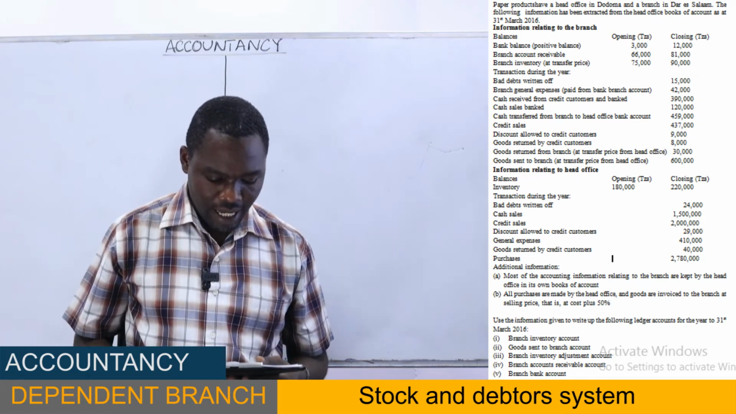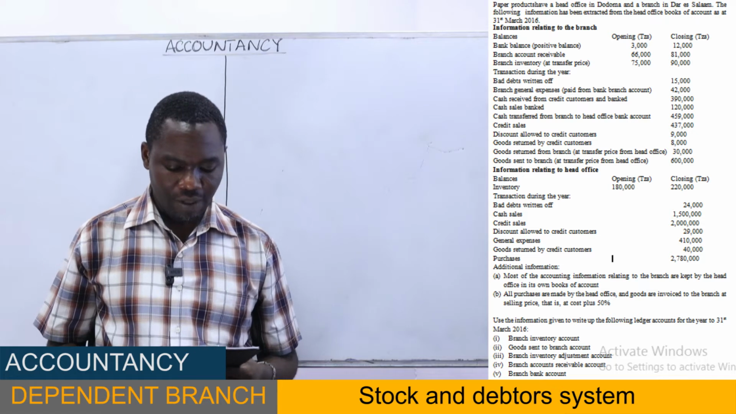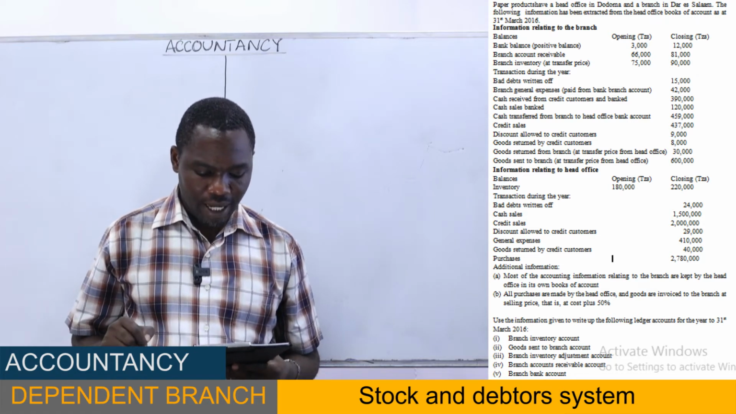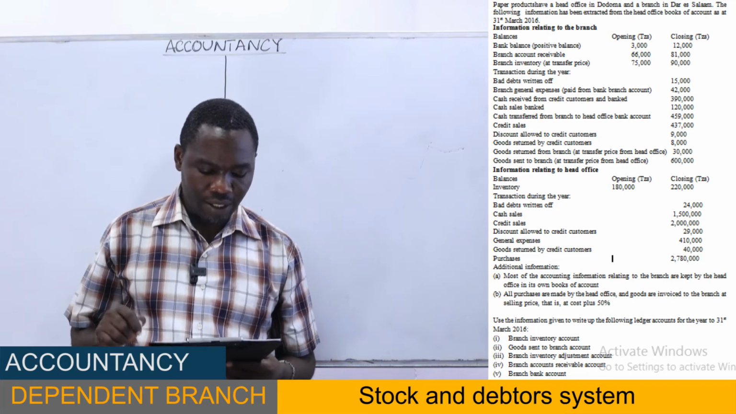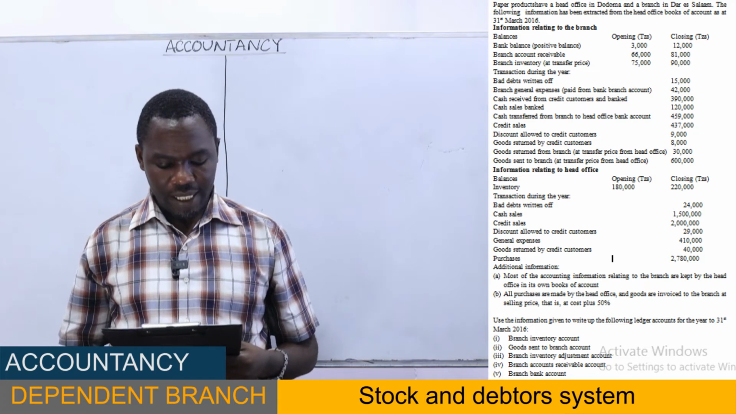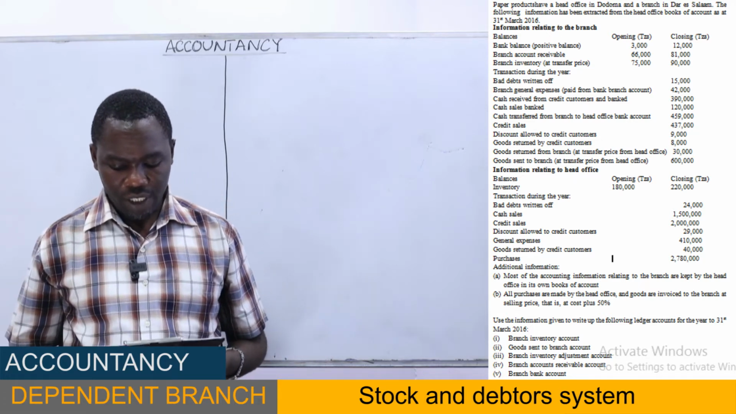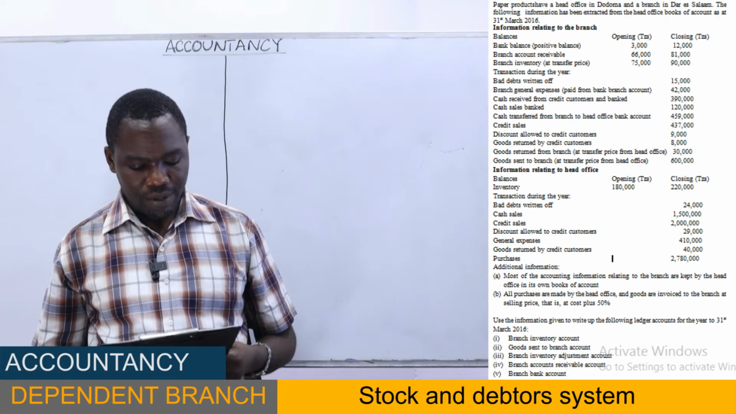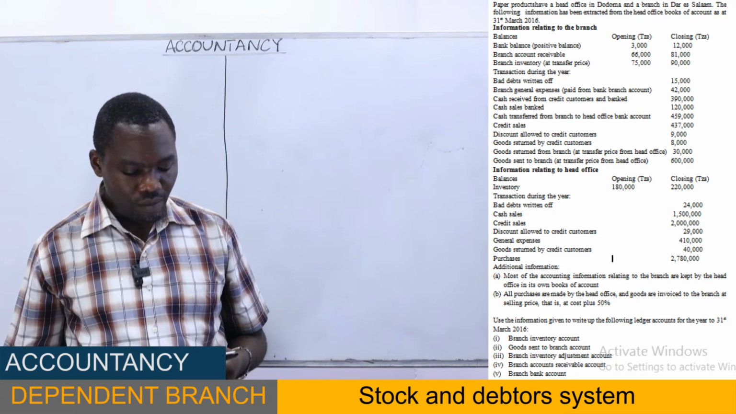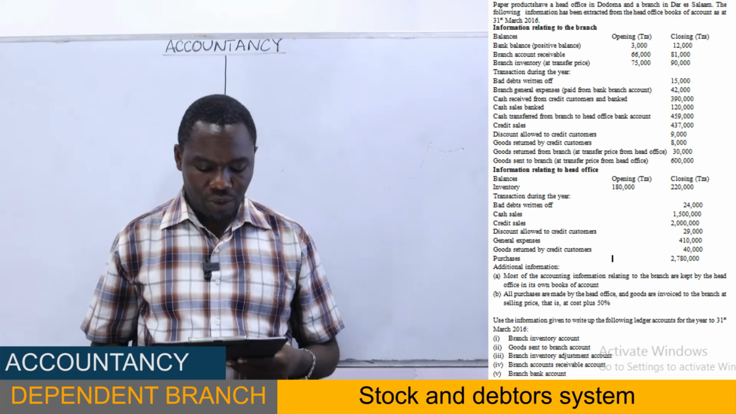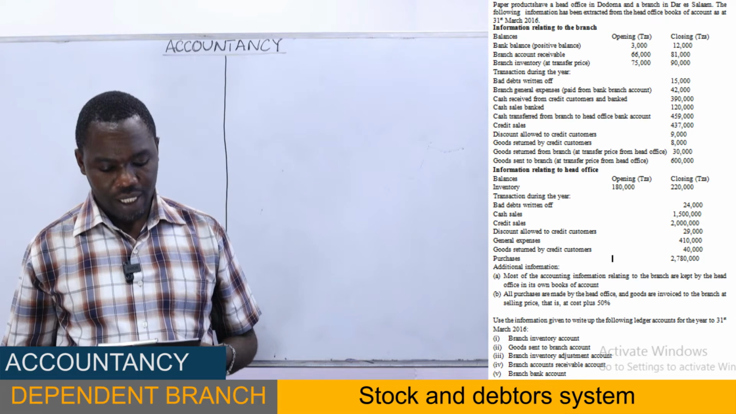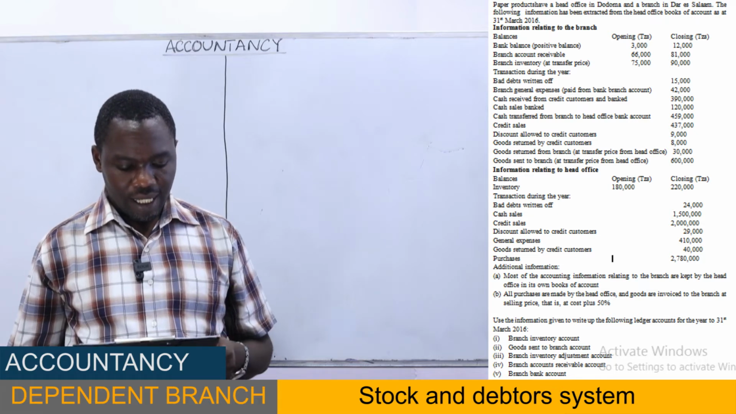2,780,000. Additional information, Part A. Most of the accounting information relating to the branch are kept by the head office and in its own books of account. Part B. All purchases are made by the head office and goods are invoiced to the branch at a selling price that is at cost plus 50%. So use the information given to write up the following ledger accounts for the year ending 31st March 2017.